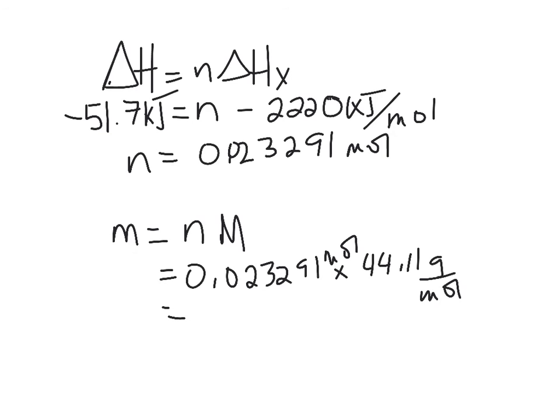So it's about 1 gram of propane burned in this high efficiency propane burning barbecue to heat a small cup of hot chocolate, 16 degrees Celsius. 2,220? Or is it 2,220? Okay, good?